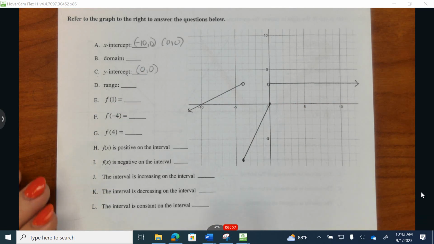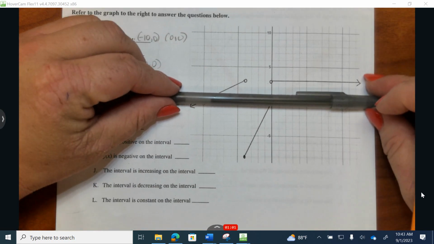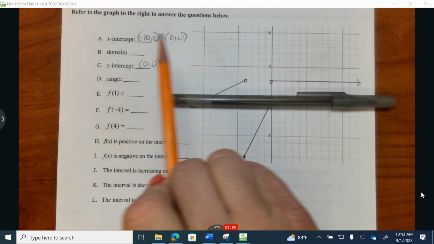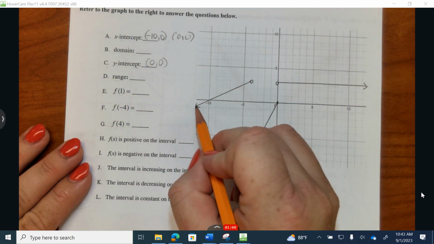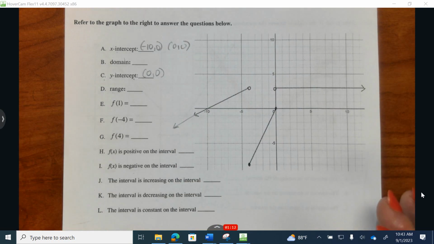Now we're going to go on to the domain. The domain, we are going to look on the x-axis, and we're going to go always from left to right, describing where is the function. I would like you to take this piece of the piecewise function and extend it.